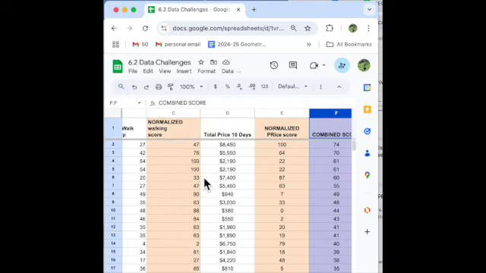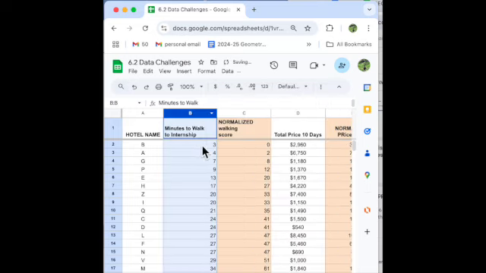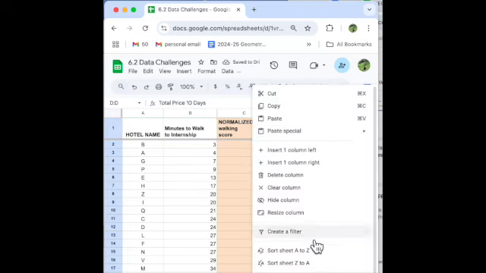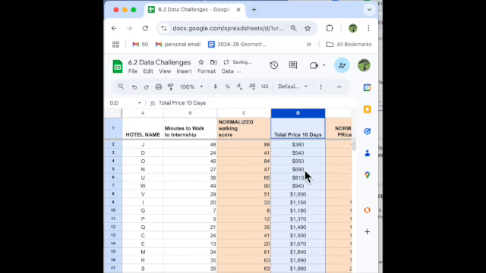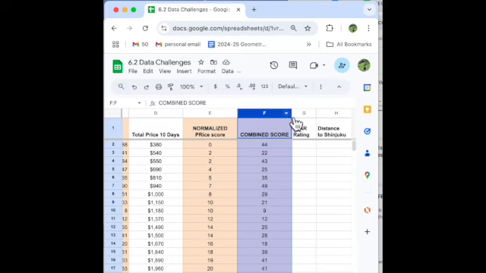The problem is that we actually don't want a high number for these two categories, right? You don't want to walk a long time to get to your job, so you actually want the lowest value. And same thing for the price. You don't want to have to pay a lot. You want to pay a low value. So there's a real quick fix to adjust that.